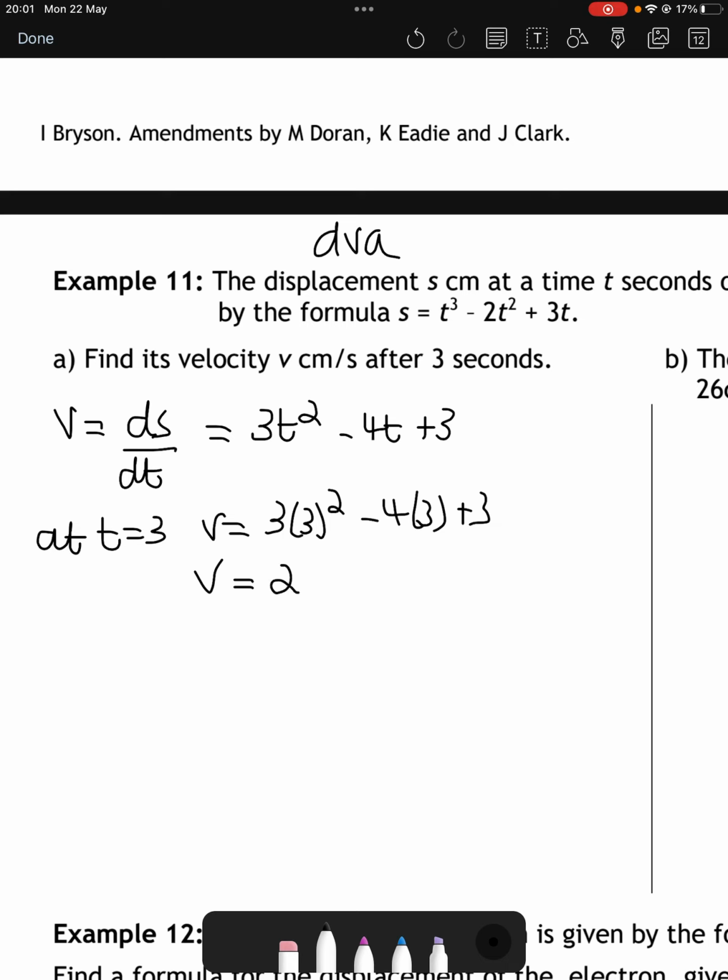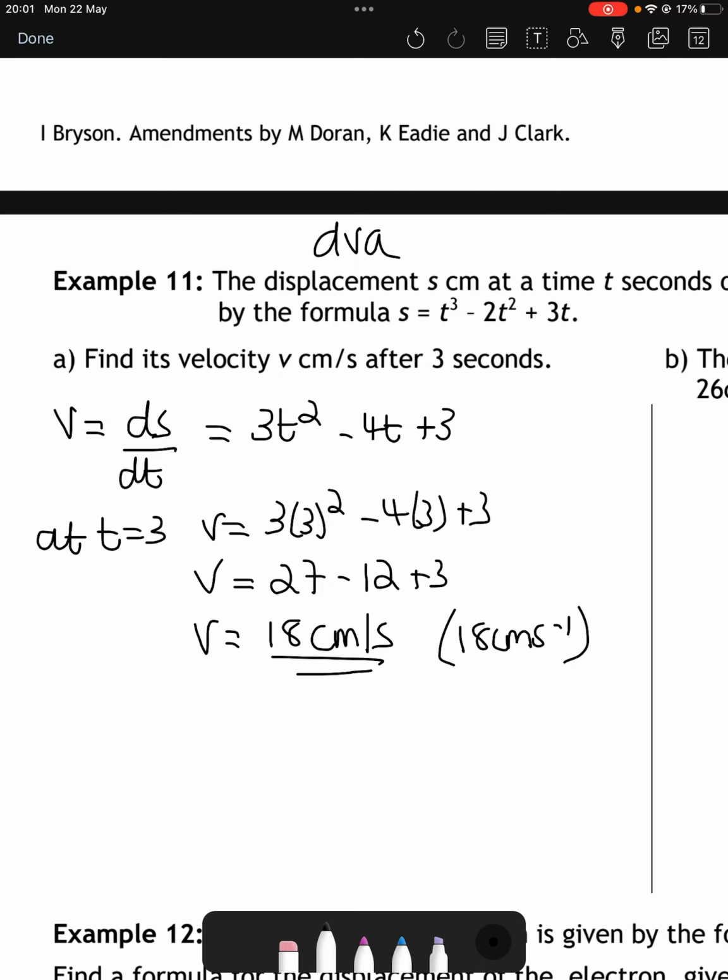Now, obviously, if it was non-calculator, let's just do it in stages. It's 18. Now, we're in centimetres per second, is what it's saying. So centimetres per second. Remember, you can also write it as centimetres per second to the power of minus 1 if you'd rather that.